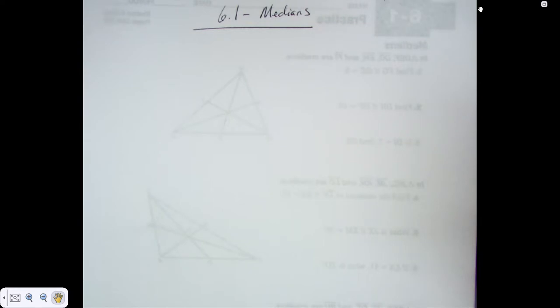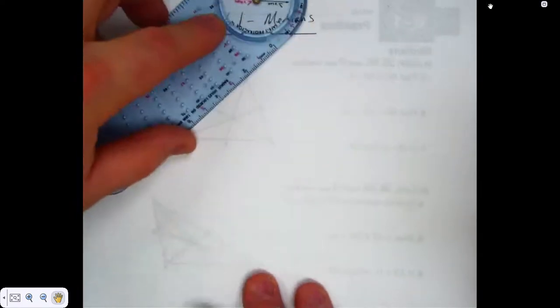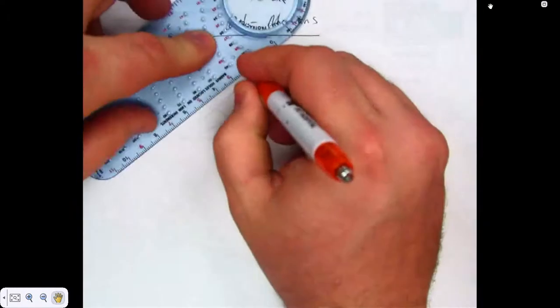Will you grab me? Right there to your right. Or no, grab me one of those right there. Those protractor thingamajiggers. Perfect. Thank you. So draw yourself a triangle here.